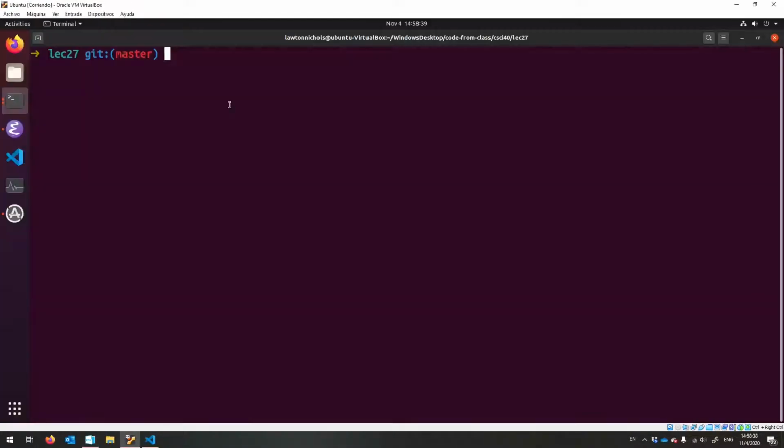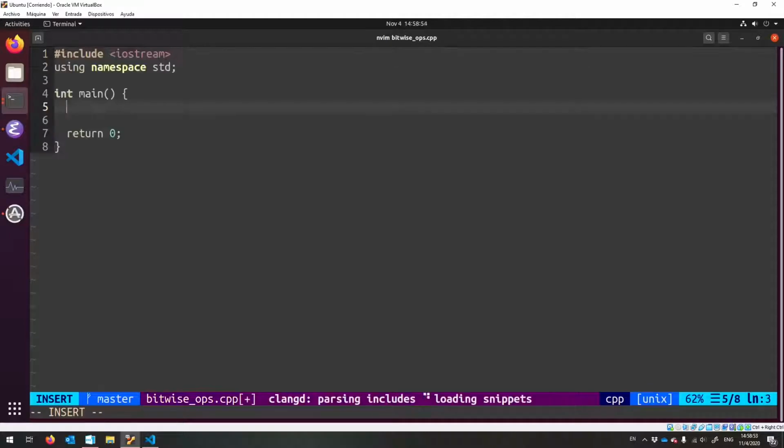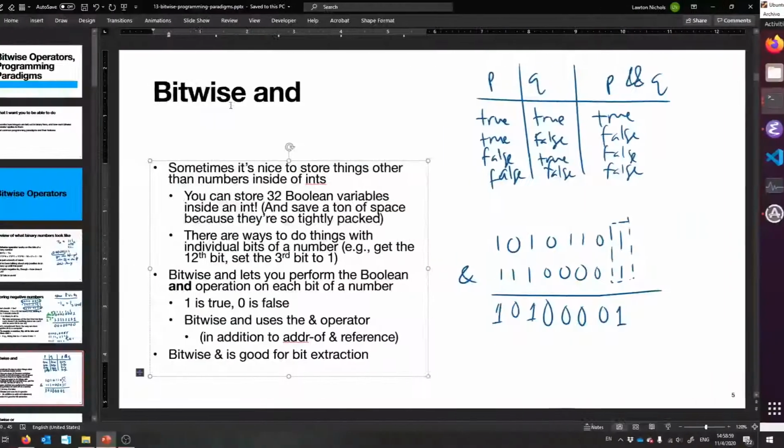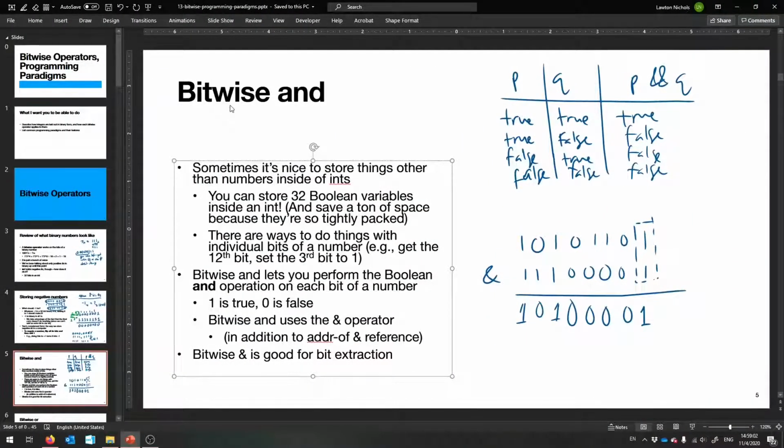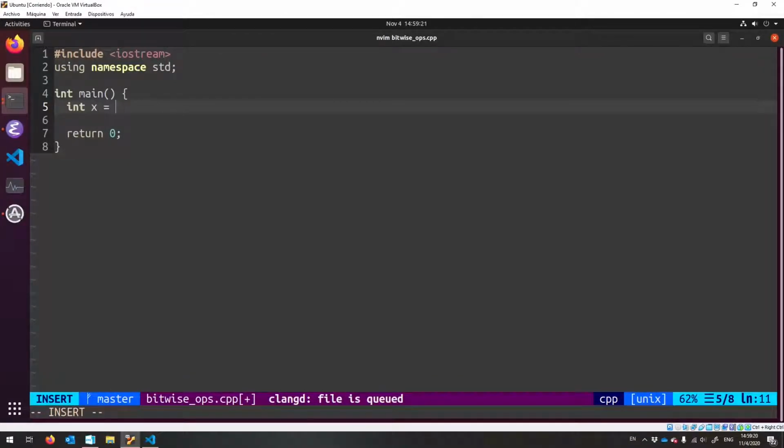So let us go to the good old VirtualBox, and let me make a program called Bitwise. Let's just do them all in one. Bitwise ops.cpp. Let me make 2 numbers. What should they be? Let's make it 1, 1, 1, 1. That's 15, right? And 0's forever. That's equivalent to 15, because it's 8 plus 4 plus 2 plus 1, which is 15. All right, so let's make int x equals 15.